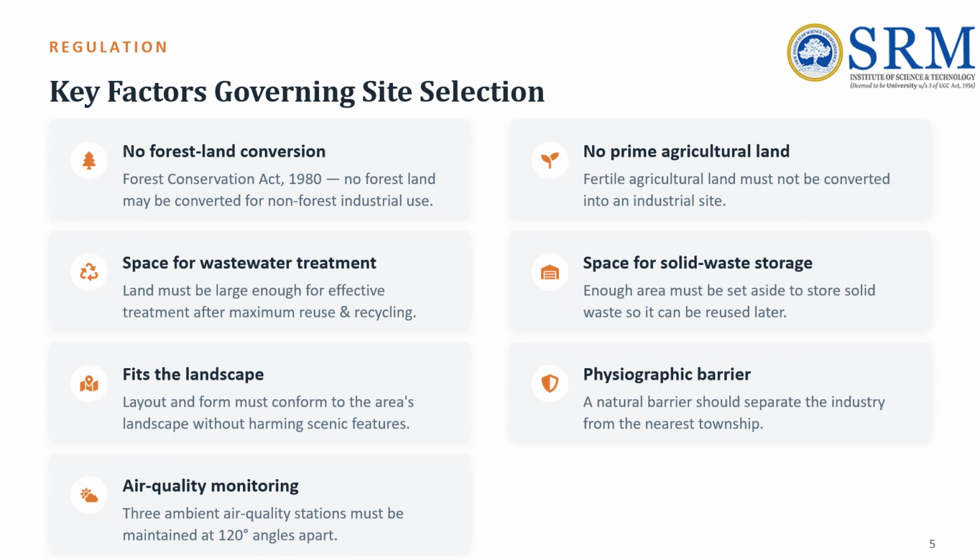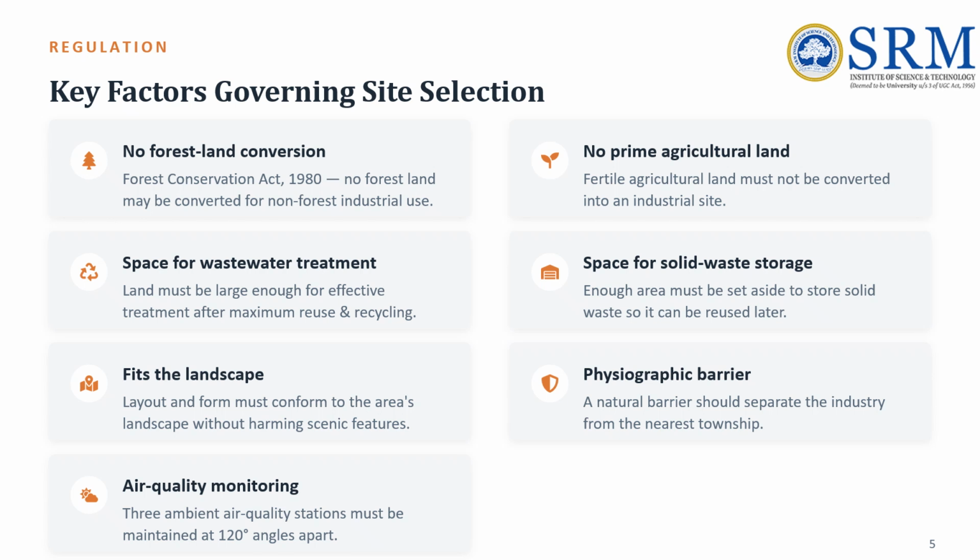Key factors governing site selection. Several regulatory and environmental factors must be considered before selecting the site for a chemical plant. First, forest land should not be converted into industrial land because forest plays an important role in maintaining biodiversity and ecological balance. Similarly, fertile agricultural land should be preserved for food production rather than industrial development.